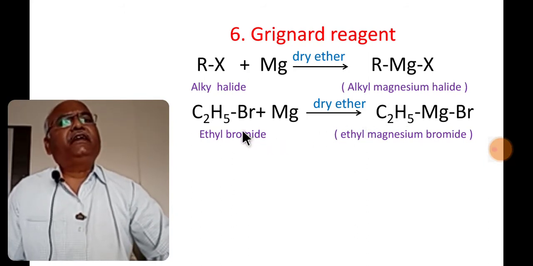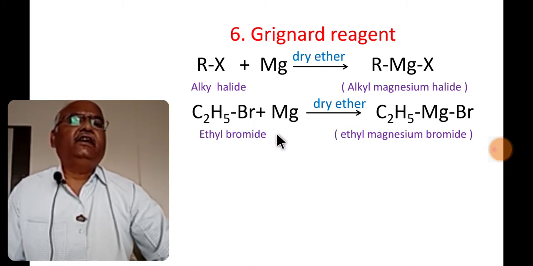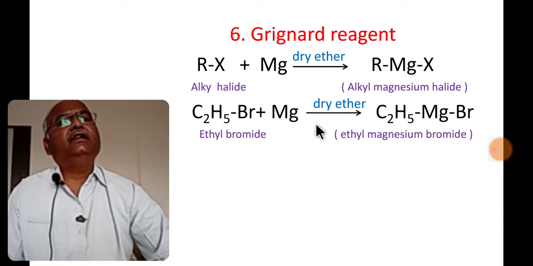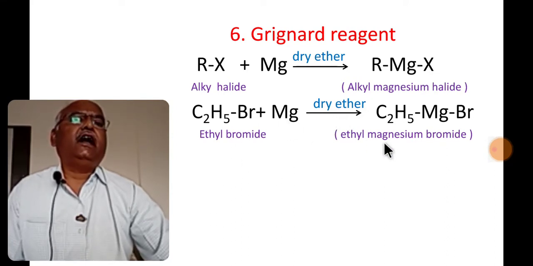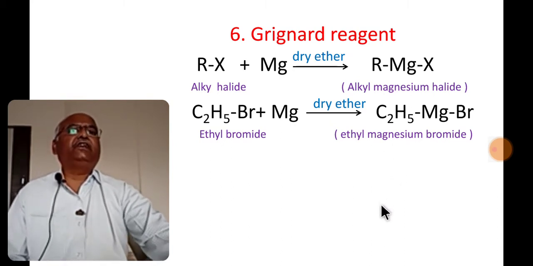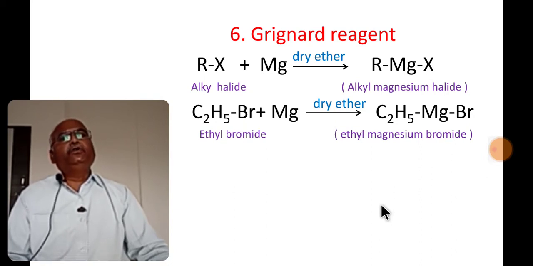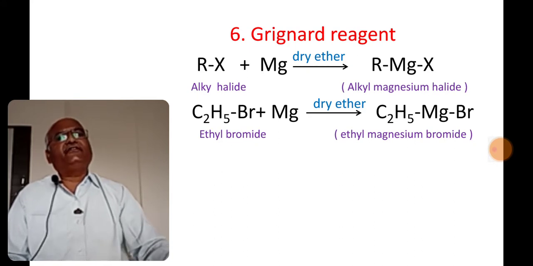I take a specific example. C2H5Br, that is ethyl bromide, is treated with magnesium metal in presence of dry ether and ethyl magnesium bromide is formed. So this is about Grignard reagent. Remember, Grignard reagent is very useful. It is used to prepare alcohol, aldehyde, ketone, carboxylic acid, etc. Due to this valuable use of this reagent, Victor Grignard was awarded the Nobel Prize.